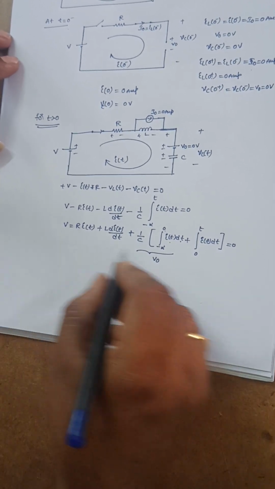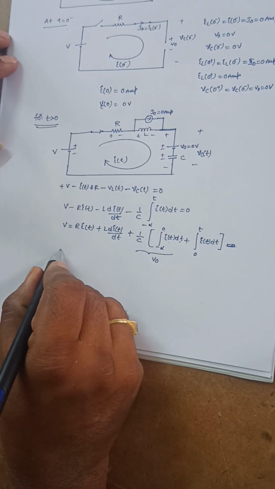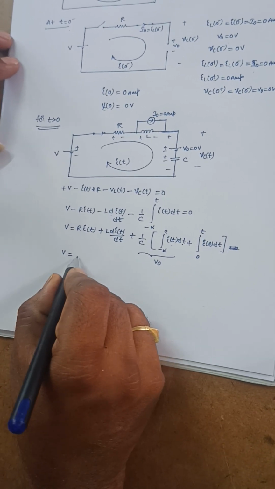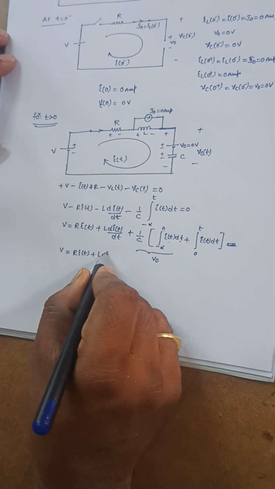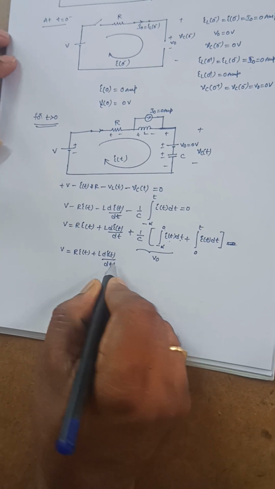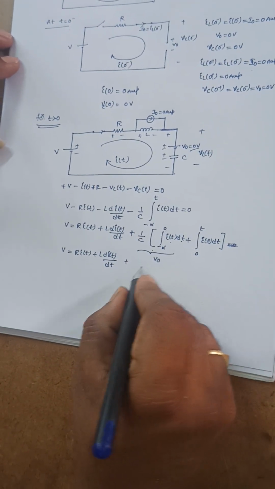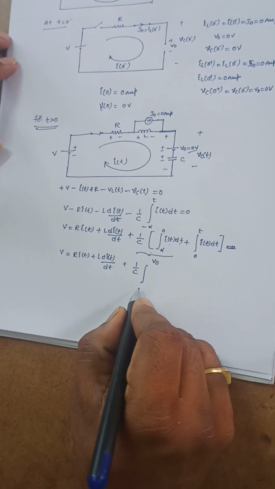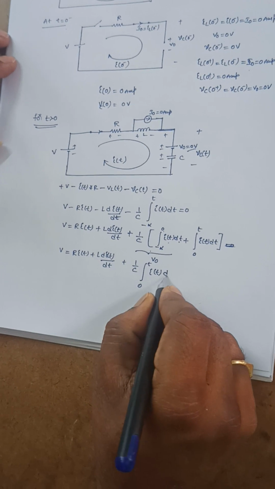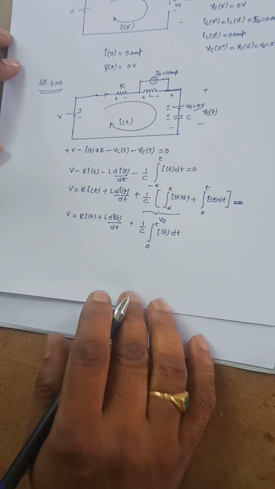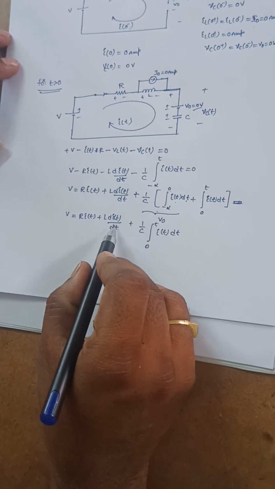So let me rewrite this equation here. V is equal to R into i of t plus L into di of t by dt plus V0, which is anyway 0 since the initial voltage is 0, so 1 by C into integral 0 to t of i of t dt. Now I need to find this i of t here.